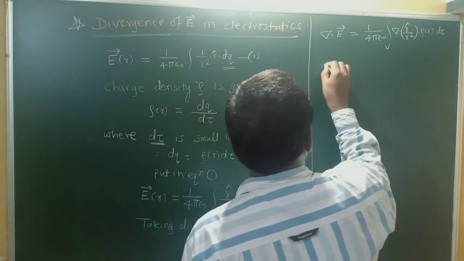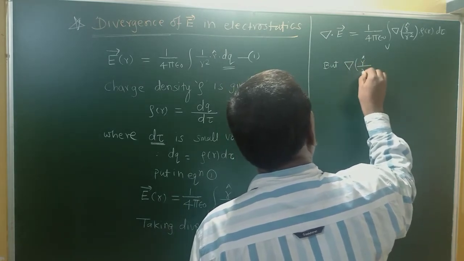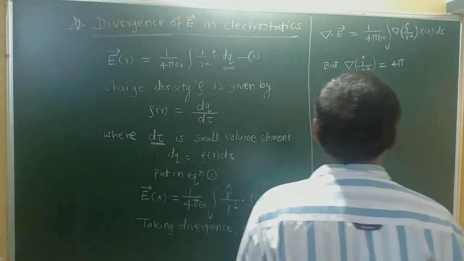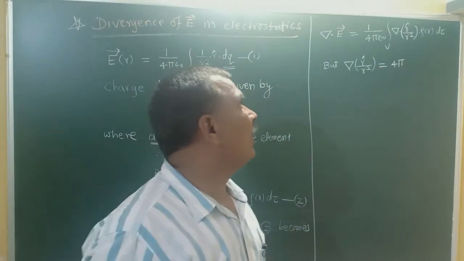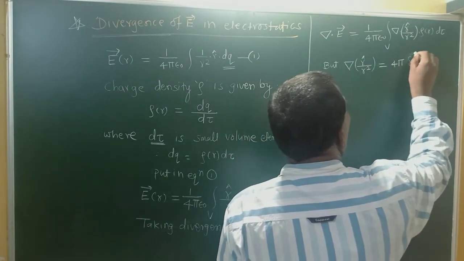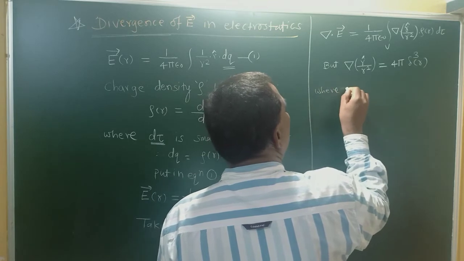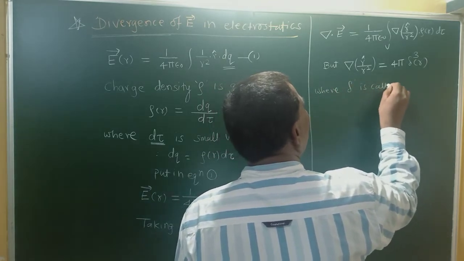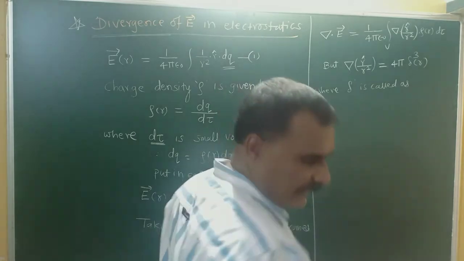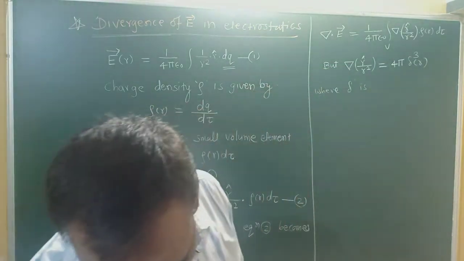But divergence of r cap upon r square is equal to 4 pi, a constant, into delta cube of r, where delta is a Dirac delta function.